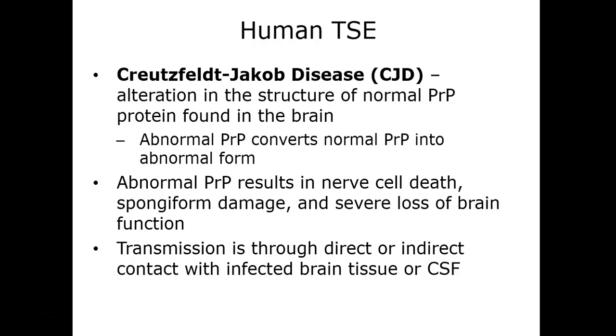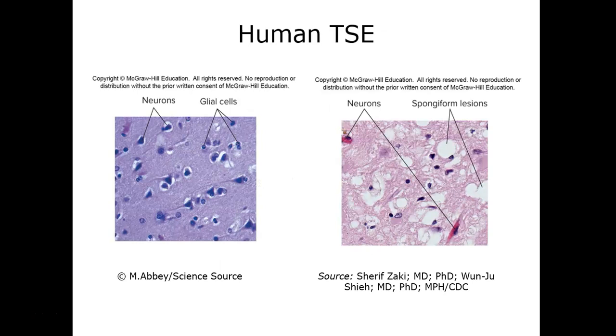And this abnormal form actually has the same amino acid structure. It just causes the change to the form itself. This abnormal form causes cell death, that spongy appearance, and loss of brain function. And transmission is possible through either direct or indirect contact with the brain tissue or cerebrospinal fluid. So again, you'll notice here is your normal brain tissue, and then we have these spongy holes that have been punched by infection with the abnormal prion protein.